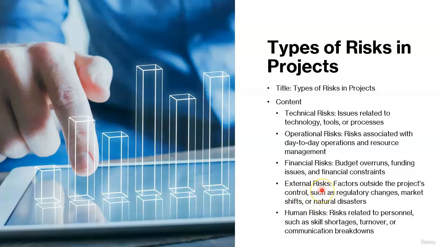External risks are factors outside the project's control, such as regulatory changes, market shifts, or natural disasters. While you cannot prevent these risks, you can prepare for them. Human risks relate to personnel, such as skill shortages, high turnover rates, or communication breakdown within the team.